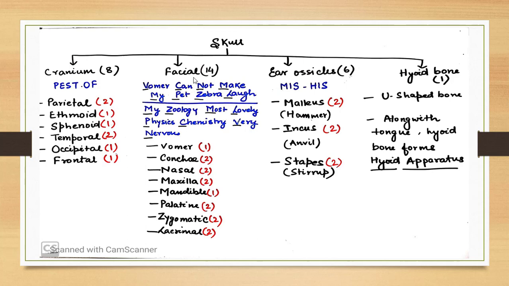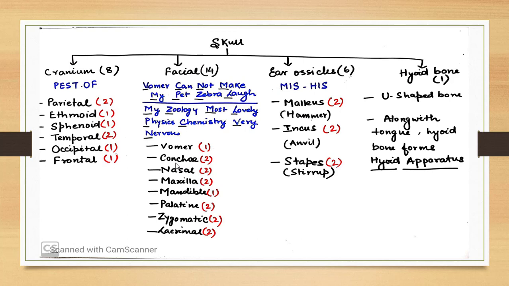Similarly, there are 14 facial bones and there's a trick to remember this. Vomer cannot make my pet zebra laugh. Or you can also remember it with this trick. So you can make a mnemonic of your own, and that, I think, would be much easier for you to remember. And vomer, that is 1 in number.